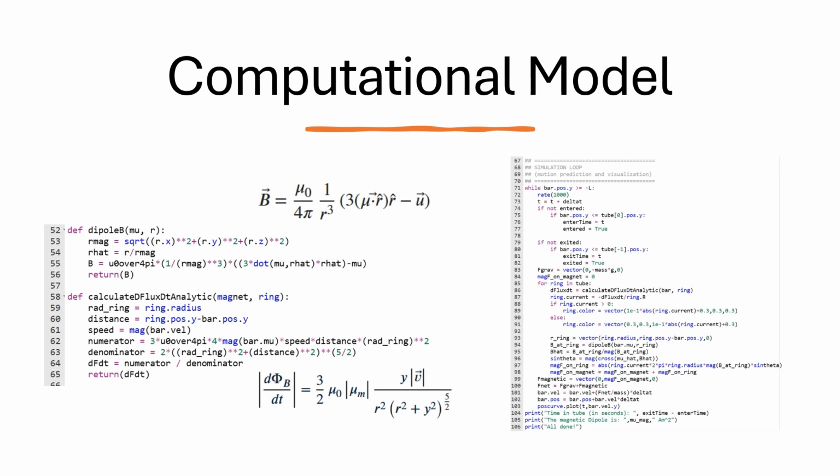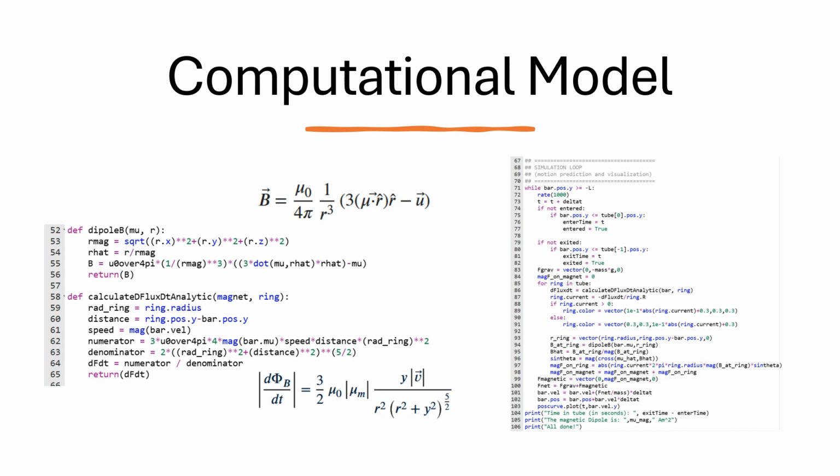First is the magnetic field due to the dipole. And you might recognize this upper equation here. We used this in lab 3 as well to calculate the magnetic field from the magnet. And then we're also going to calculate the change in magnetic flux with respect to time, I should say. And you might also recognize this.